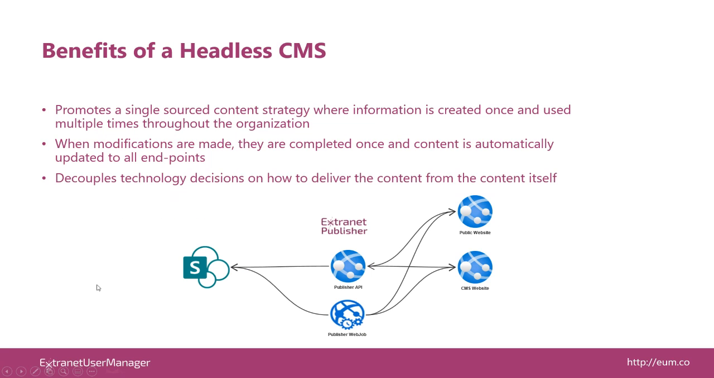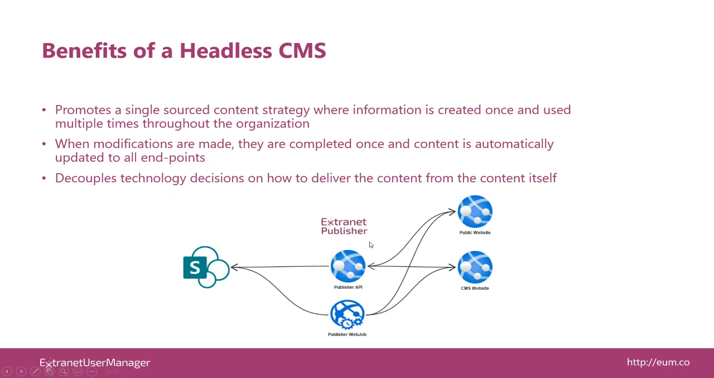So this kind of expands on that, the idea that we've got a single source content strategy. I like to call it a single version of the truth. It's really about keeping that content in a single place, and then that content gets pushed out to multiple different endpoints. And as I mentioned, the decoupling and the technology decisions helps a lot on that as well.